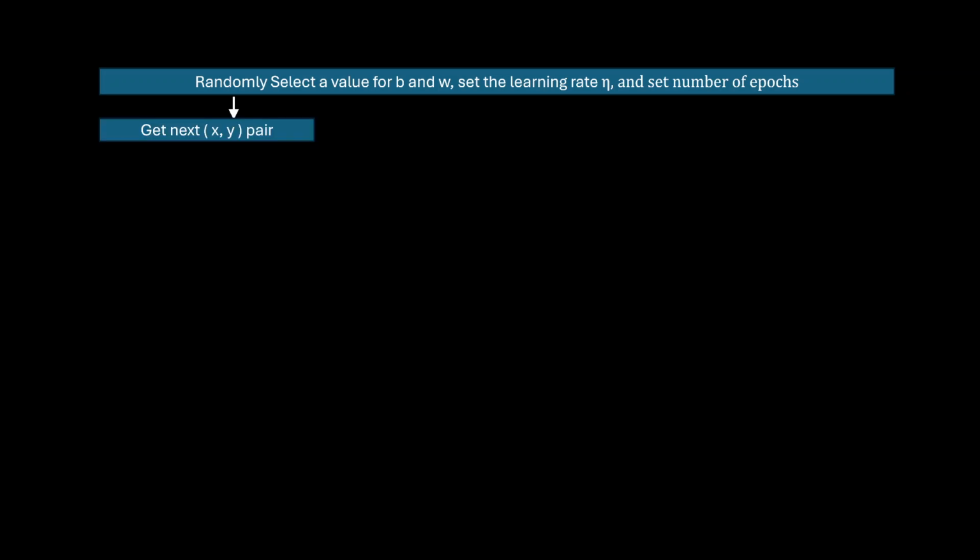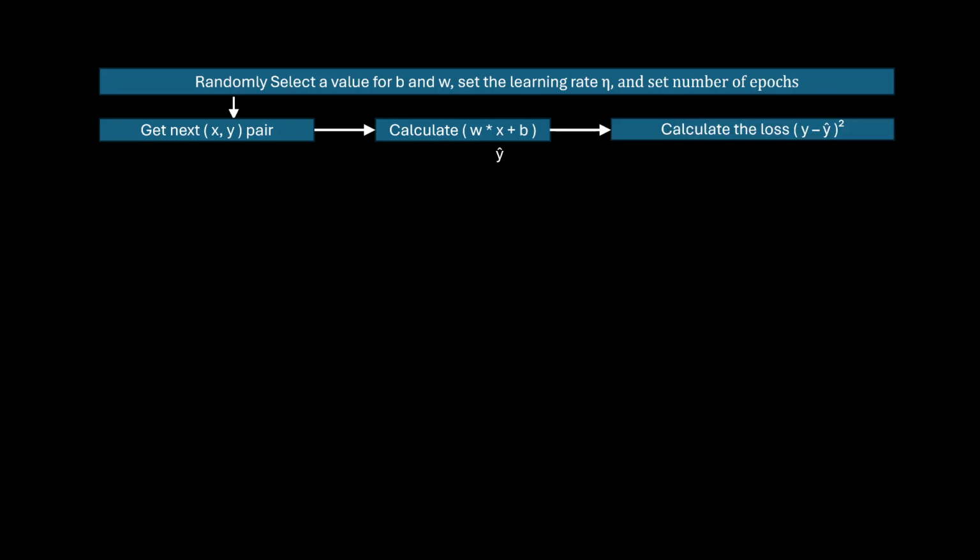So we get the next input-output pair. We calculate y hat. So we have all these values available. We have the weight, we have the input, we have the bias. We also have the actual output, y. So we calculate y hat. We calculate the loss, which is y minus y hat squared for this particular input-output pair.